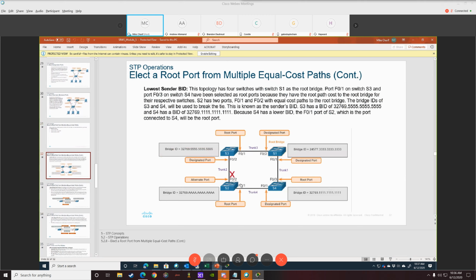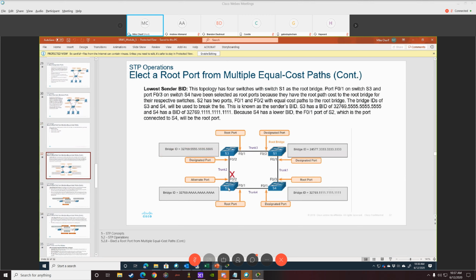So why can we break it here? We broke it here. Now let's see. This priority ID is 32769 with MAC 5555, and this one has the same priority but ends in A. It's hexadecimal. What's A in hexadecimal? It's 10, right? So this has less. Therefore, we block it here and open it here.